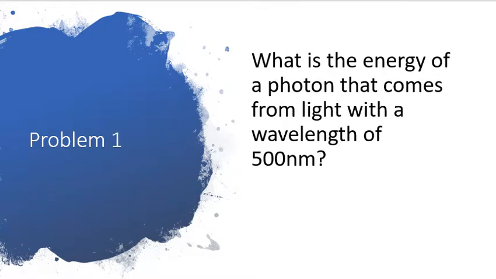All right, so let's look at number 1. What is the energy of a photon that comes from light with a wavelength of 500 nanometers? So we are looking for the energy of the photons. Again, we don't know how many photons are produced. What we do know is how much energy every photon has. I'm going to wait 1 second. If you want to pause this and try the problem on your own, you certainly can, and then I will put up the answer.